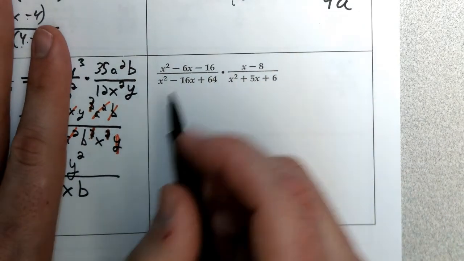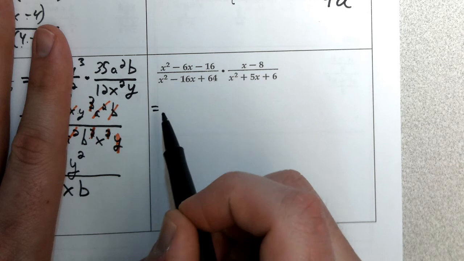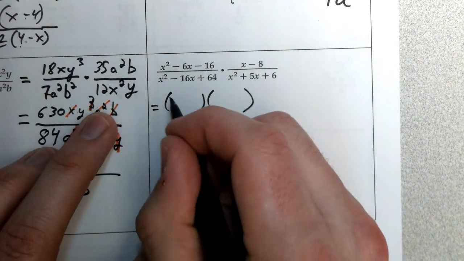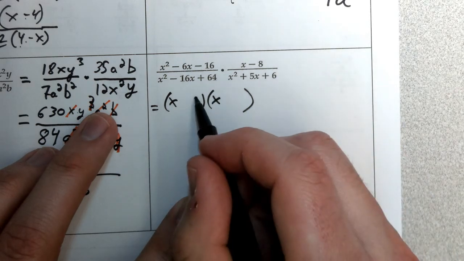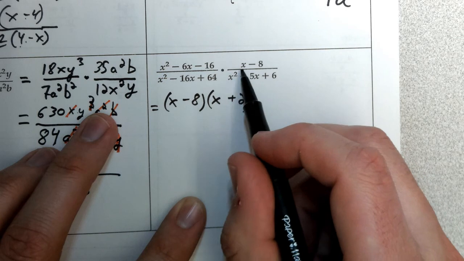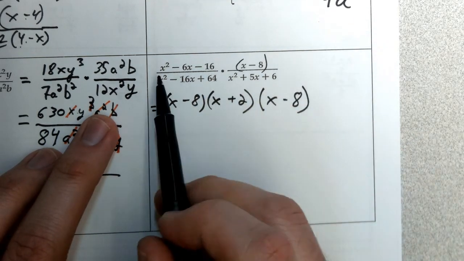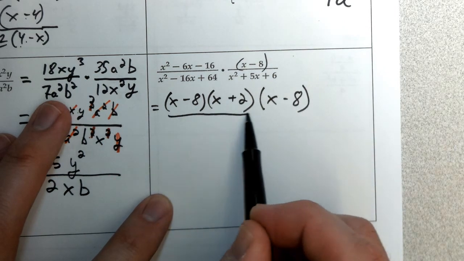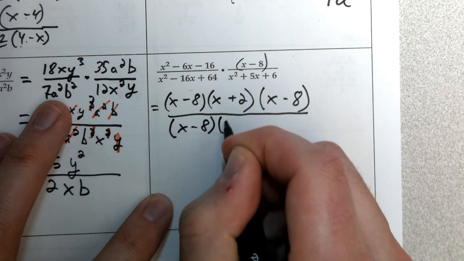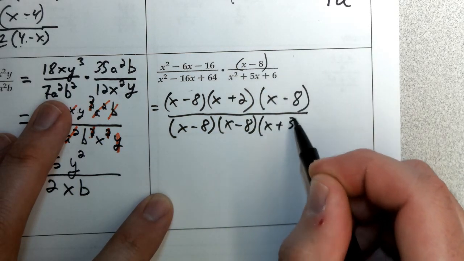We are going to take and factor everything here and then see what simplifies. So this quadratic on top is going to break into numbers that multiply to give me negative 16 and combine to give me negative 6. That's going to be 8 and 2. It's going to have to be minus 8 and plus 2 to get that. And then this x minus 8, I'm just going to carry that down. X minus 8, because I'm multiplying fractions, so I'll multiply straight across the top and the bottom. This quadratic here is going to break into x minus 8 and x minus 8. This quadratic here will break into x plus 3 and x plus 2.